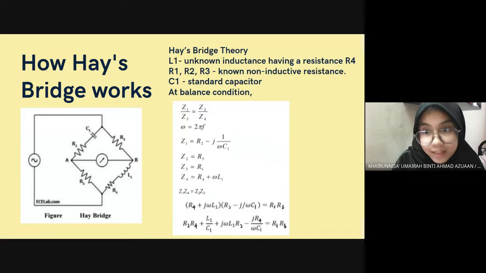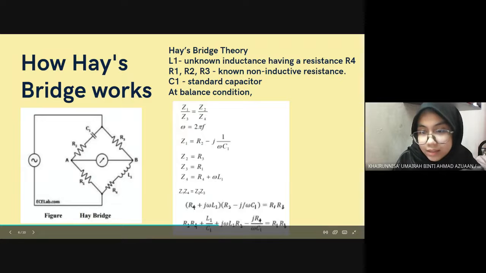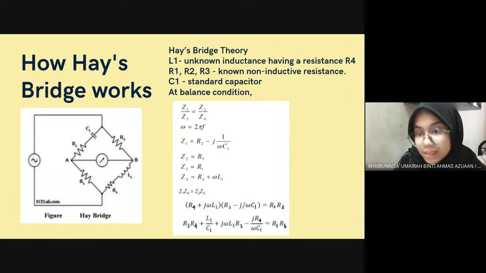From this figure, we can assume that R1 and R3 are the known value resistances. R2 and C1 have known adjustable values. Both R4 and L1 are the resistance and inductor with unknown values. This unknown L1 is compared with the standard capacitor C1. That is why it is placed across the unknown values, so it can be easily compared. The unknown inductance is then measured by balancing the four loads of its four arms.